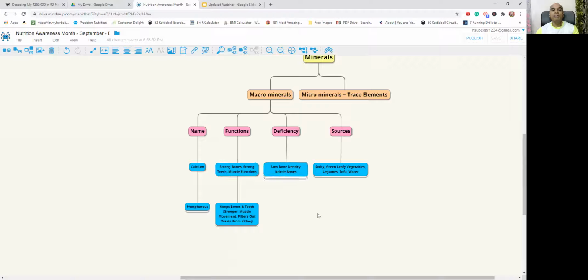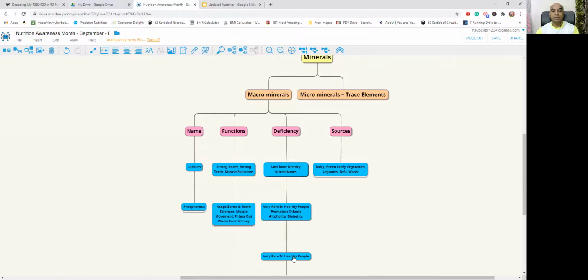So what will happen if we don't eat enough phosphorus? Then there will be lots of problems. It is first of all very rare in healthy people. If you are having a balanced diet, if you are exercising regularly, if your sleeping patterns are regular, then you are considered to be healthy. And if you are healthy, then phosphorus deficiency is very rare, but it can happen in premature infants.